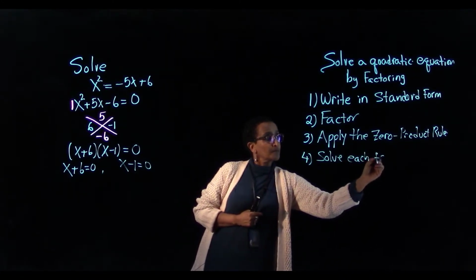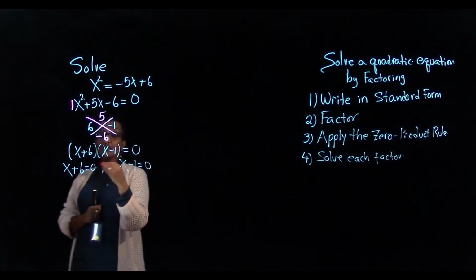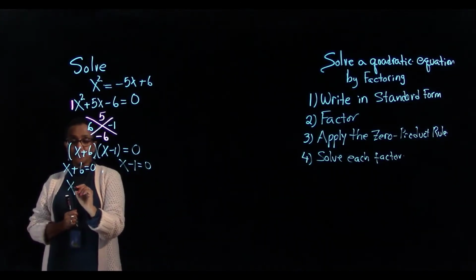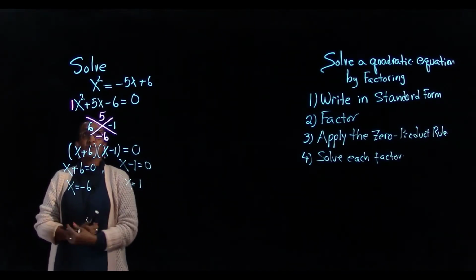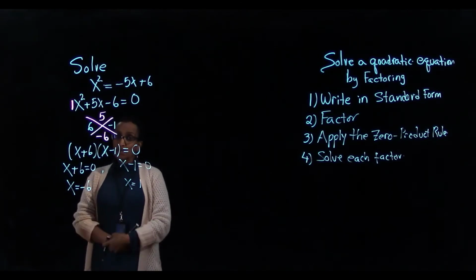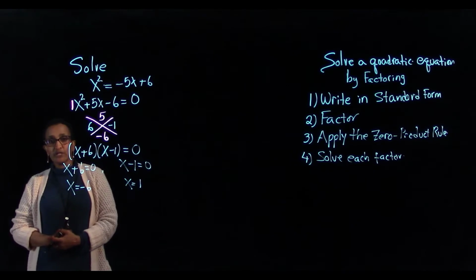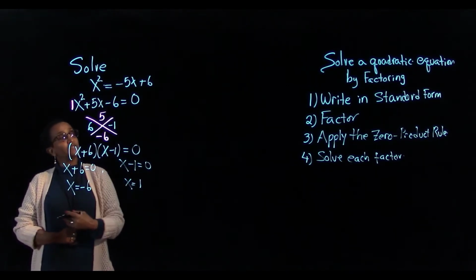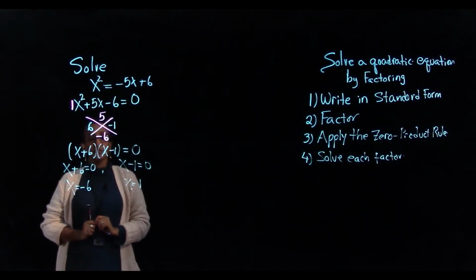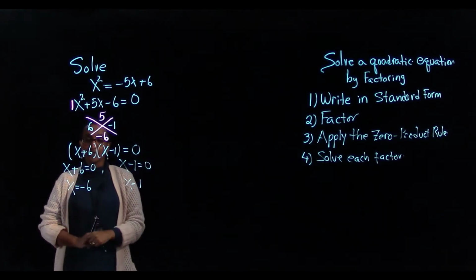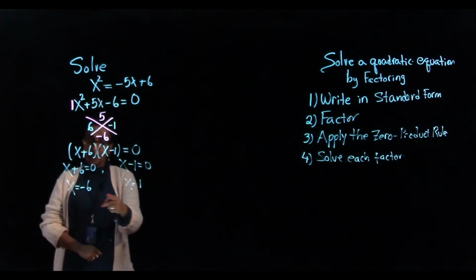I'll now solve each linear term that I have. And now, what can I do? We have managed, given a quadratic equation, and we were asked to solve it by factoring. Step 1, wrote it in standard form. Step 2, factor. Step 3, apply the zero product rule. And now we've solved it.